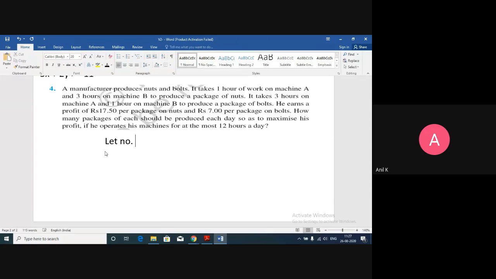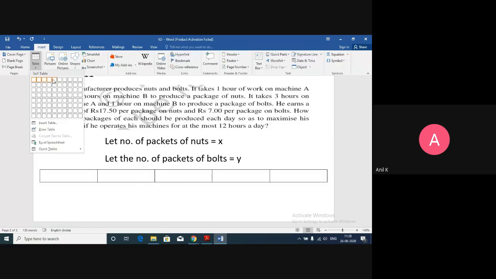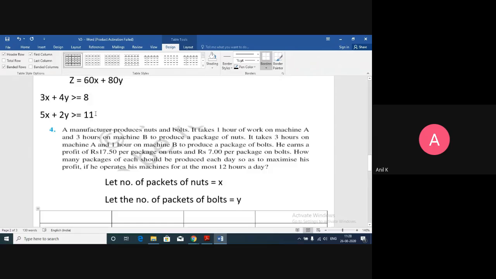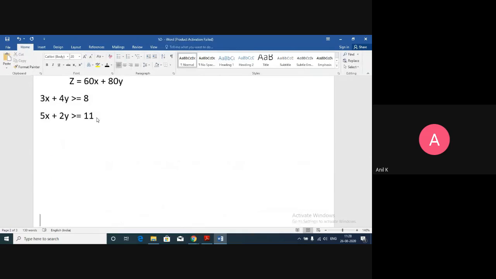Let the number of packets of nuts equal x. The next one is let the number of packets of bolts equal y. Now can we make the table? Insert table. I think 4 are enough. Here also I need to enter the next table. Let me do one thing. Let me take the full question to the next page.